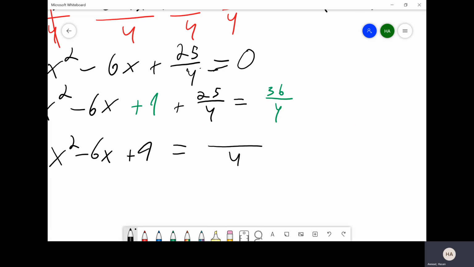So moving the 25/4 over, this is the same thing as 36/4 minus 25/4, which is just 36 minus 25. And now hopefully you guys can see 36 minus 25 is just 11. So this is just 11 over 4 on the right-hand side.